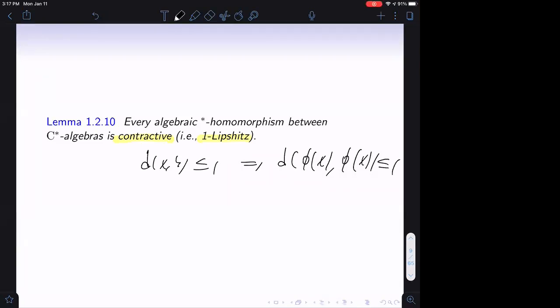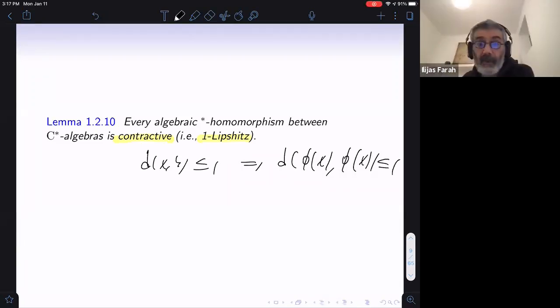So this is a remarkable fact. You see, if you're a set theorist, if you know something about set theory and Banach algebras, you know that, for example, the question whether an algebraic homomorphism between Banach algebras is continuous is actually independent from the axioms of set theory. So nothing like that in the case of C-star algebras.